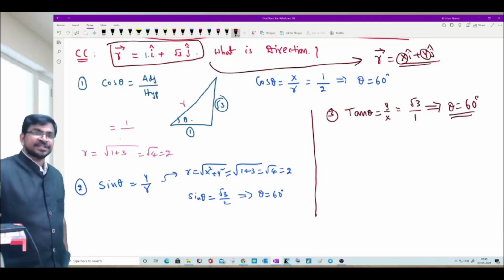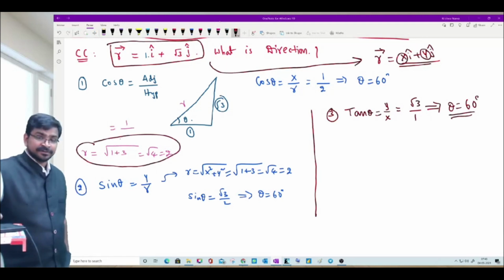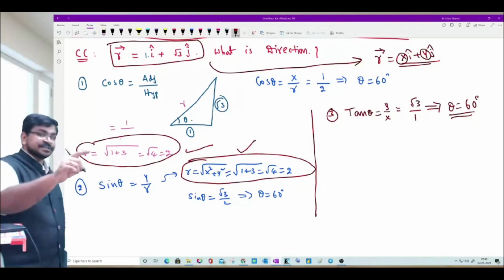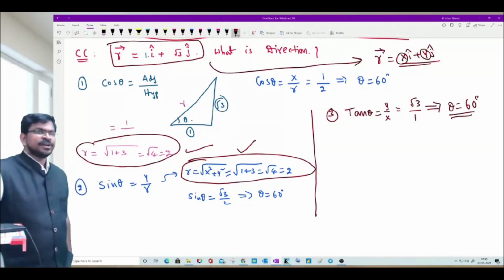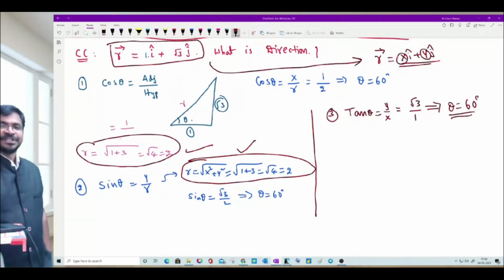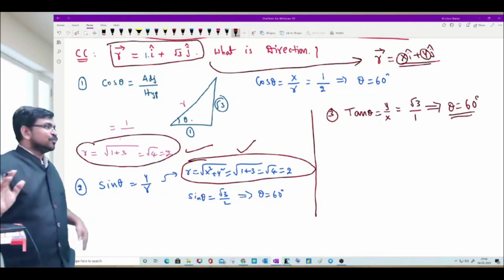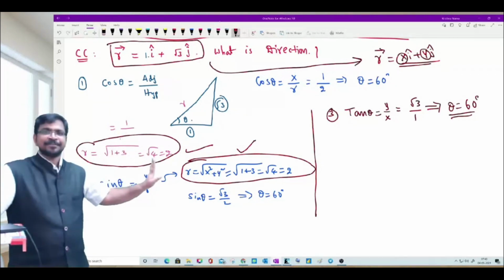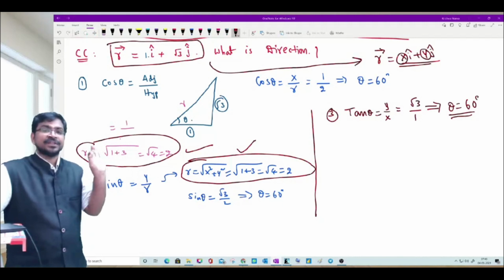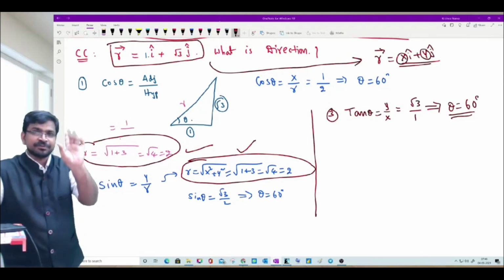But in the first case, you should calculate r. It will take some time. In the second case, you should also calculate r. So it will take some time. But in the third case, with tan theta, you need not calculate anything. It will save your time. Just for that purpose only, we will use tan theta. You can take sin and cos also, no issue. But tan theta is preferred. Why? To save the time.